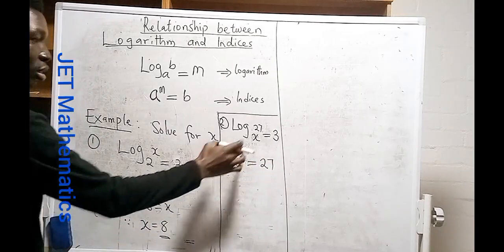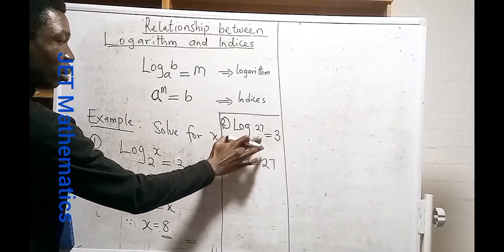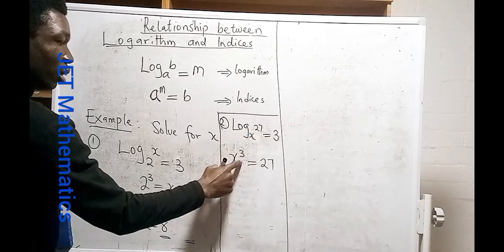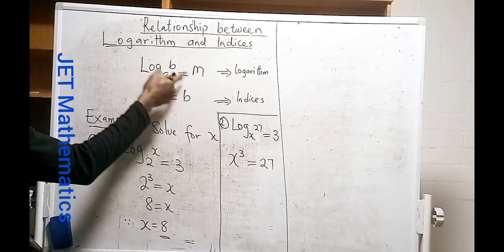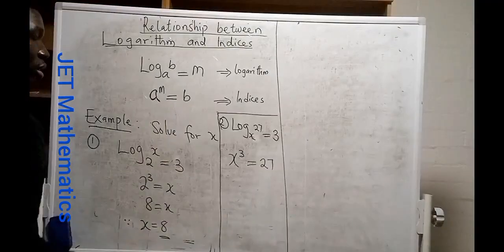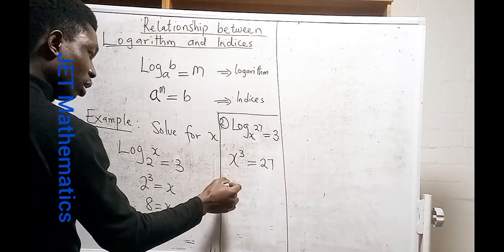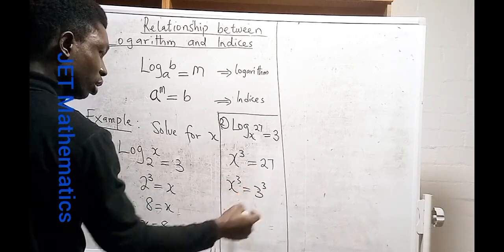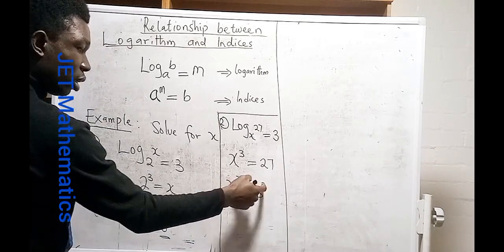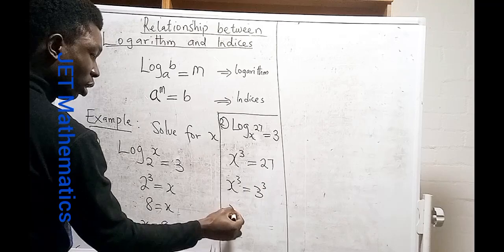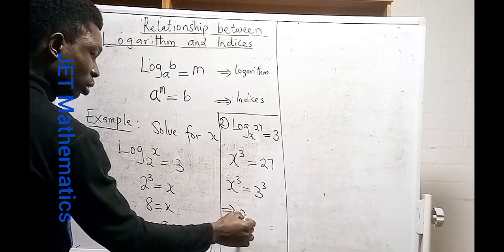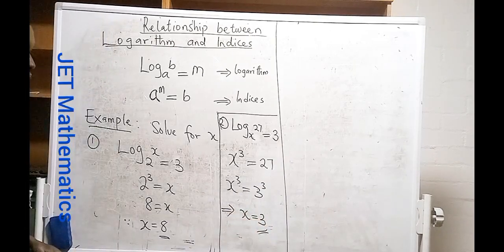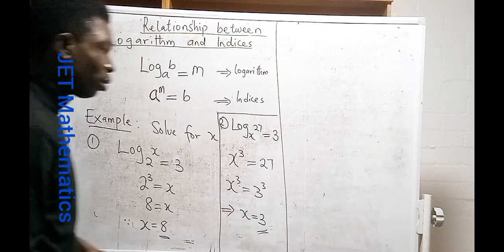It's the same way. Remember, x is just the base of the log. So x raised to the power of 3 is equal to 27. Just using this relationship, you can translate this to this. At the end we have x raised to the power 3, here is 3 raised to the power 3. Now since the powers are the same, it must be that x is equal to 3. Pretty easy, right? So let's see one more example.